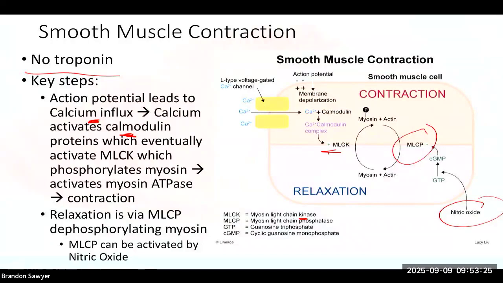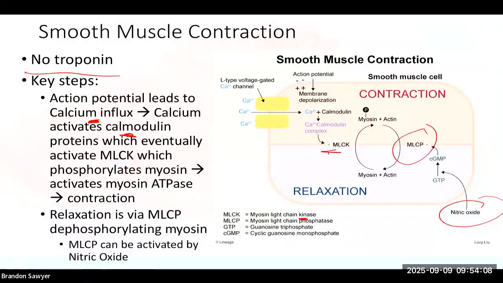That one gets activated, which goes down and activates myosin light chain kinase. Myosin light chain kinase phosphorylates myosin, so the activation of myosin happens first. That's what activates myosin ATPase to continue the breakdown of ATP in smooth muscle. So that's a little different as far as the steps go, and it continues the contraction as long as this myosin ATPase stays activated. Okay, so those are the big ones.